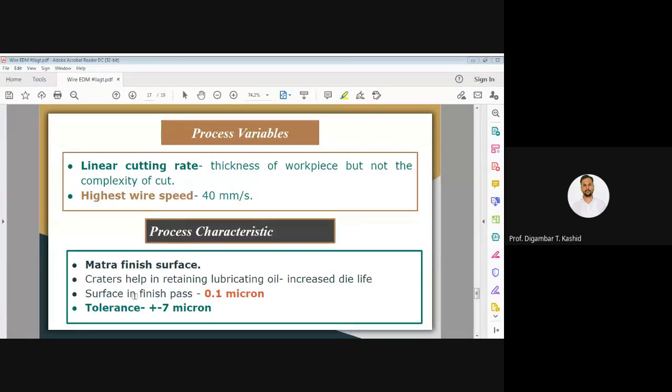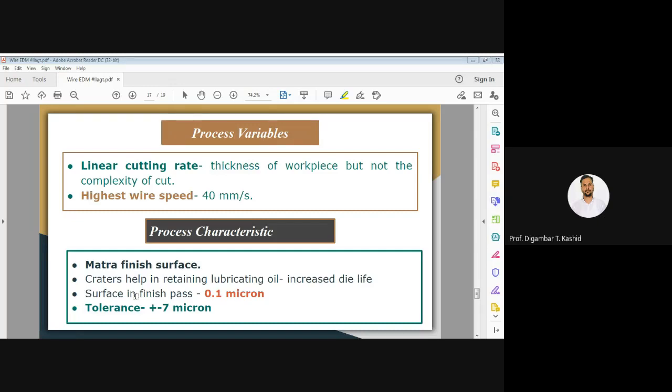Then we have the process variable. Here I have mentioned process variable like a linear cutting rate. It depends on the thickness of the workpiece material, but not on the complexity of your cut. This linear feed rate of the wire depends on the thickness of the workpiece material. Higher wire speed, in case of wire EDM, is 40 mm per second. So these are the process variables, and in this slide I have mentioned the process characteristics also.